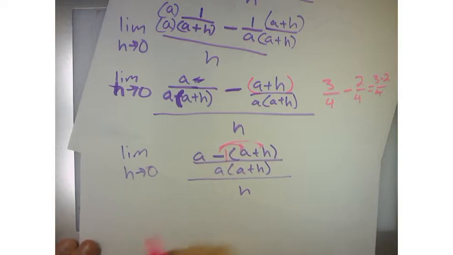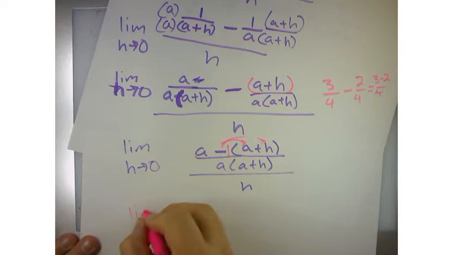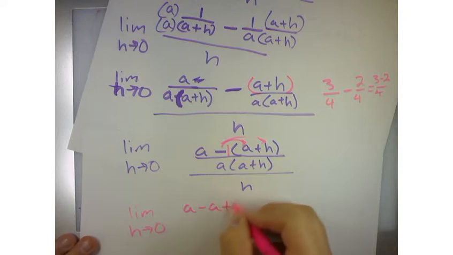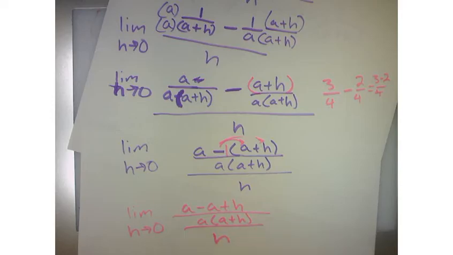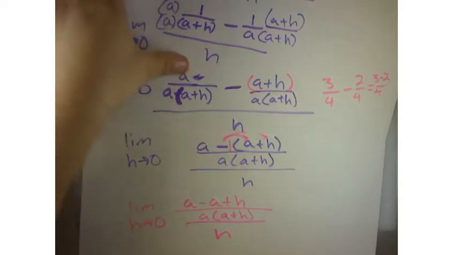So when I do that, I'm going to get the limit of this function as h approaches 0, but my function would be a minus a plus h all over a times the quantity a plus h all over h. Right? You guys with me so far?